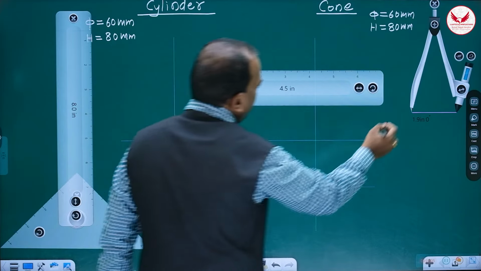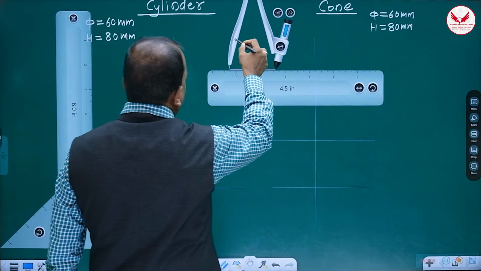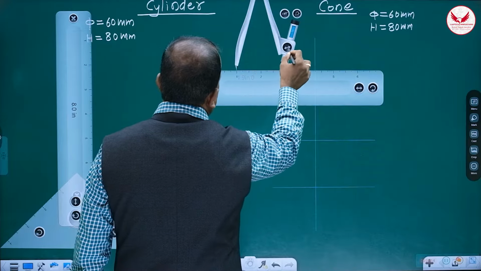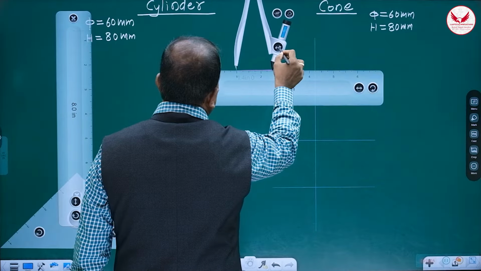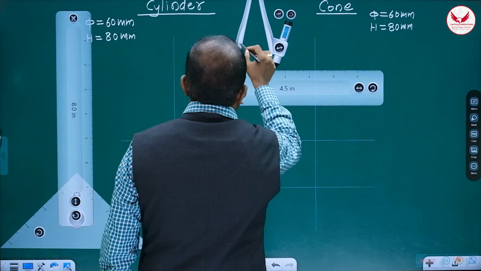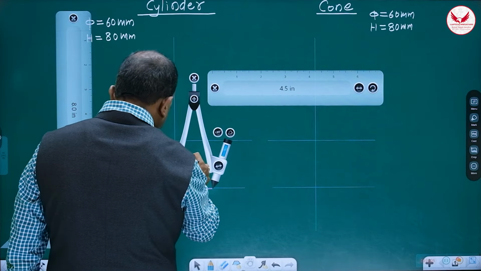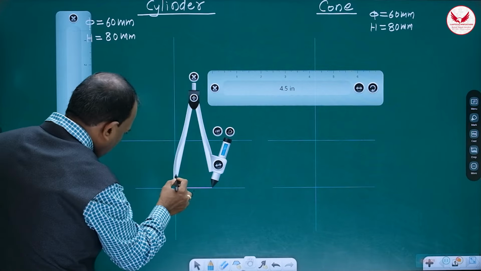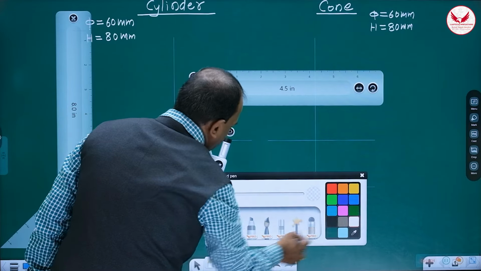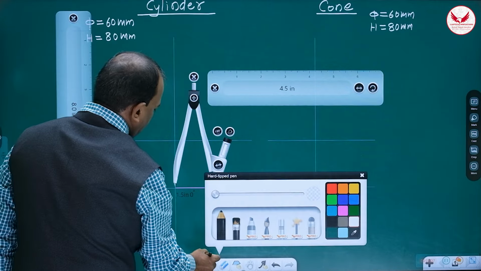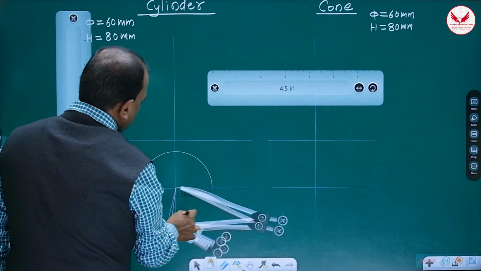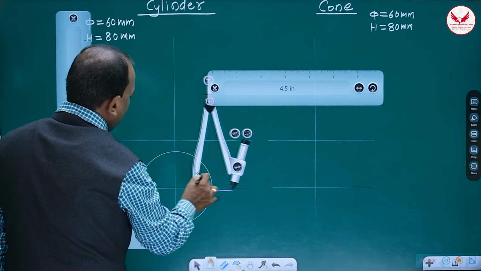Then after that what we have to do? Take the diameter as 60, so what will be the radius? We will take its radius as 30, that is 10, 20, 30. With 30 mm radius, we'll draw the circles. This is for the cylinder, and the same thing will be for the cone also.